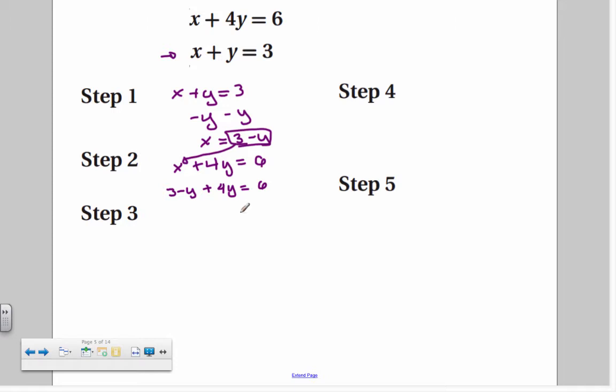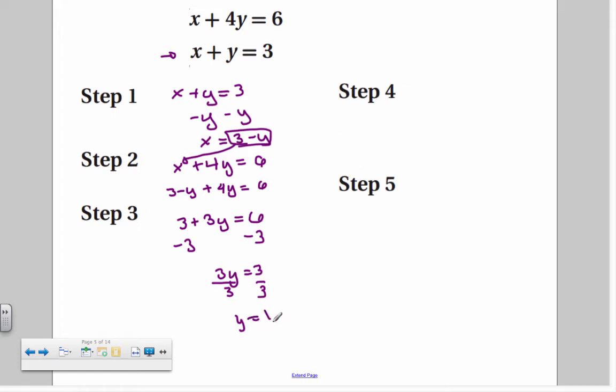And now I'm going to combine like terms and solve for y. And that's step 3. Step 3 asks us to solve now for the variable. I know that my substitution should have gone correctly because I now only have y's. There are no x's. So let's go ahead and solve for y. Here, if I combine like terms, I'm going to get 3 plus 3y equals 6. And then I'm going to go ahead and solve for y by subtracting 3 from each side. I get 3y equals 3. Divide by 3. And I should get y equals 1.